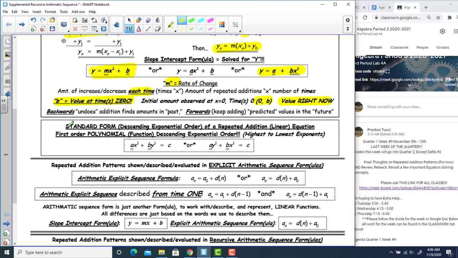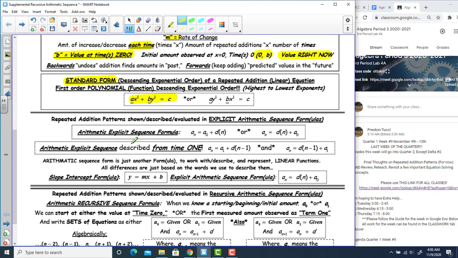A formula we didn't get a chance to look at is called standard form or intercept form. And standard or intercept form says ax plus by equals c. We'll take a look at that later on when we have to do more work with x and y intercepts.